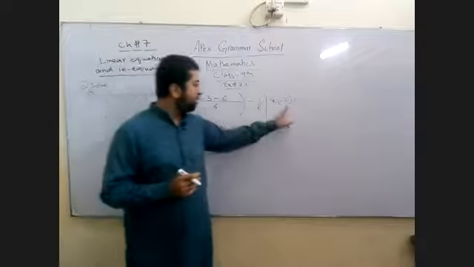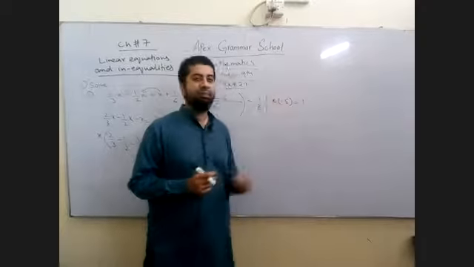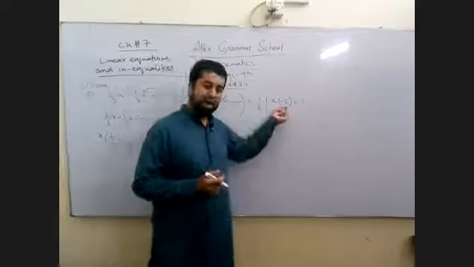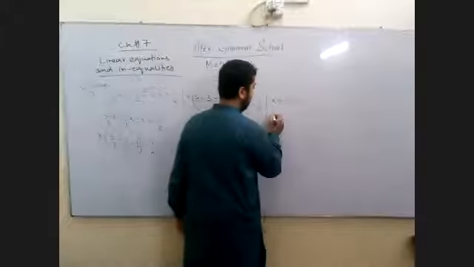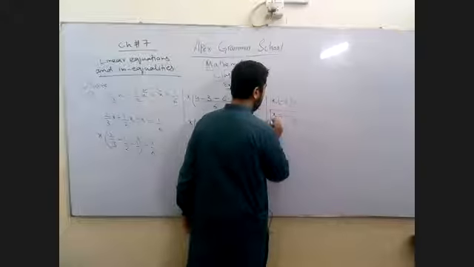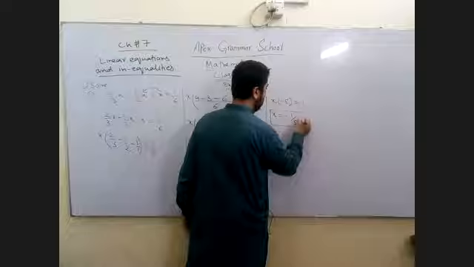Again, this minus 5 is not subtracting to this x. This will be divided to the other side. So x is equal to minus 1 over 5. And that's it. This was the first part.